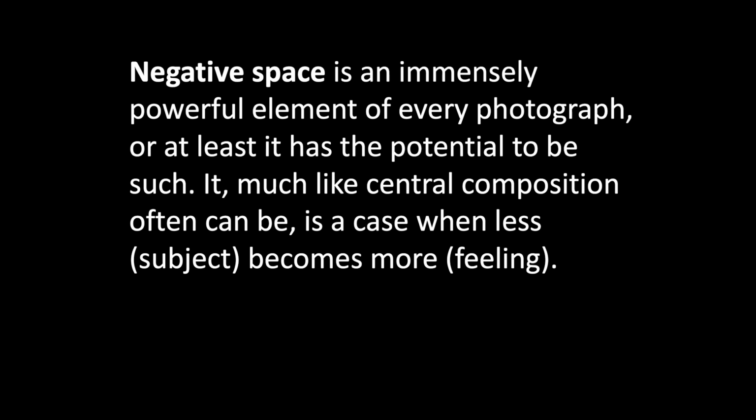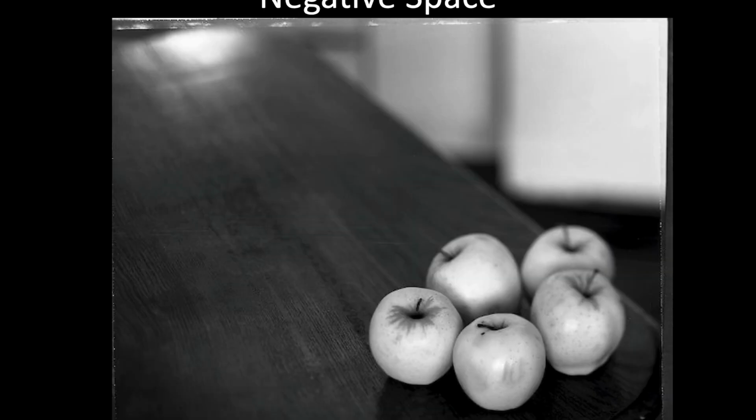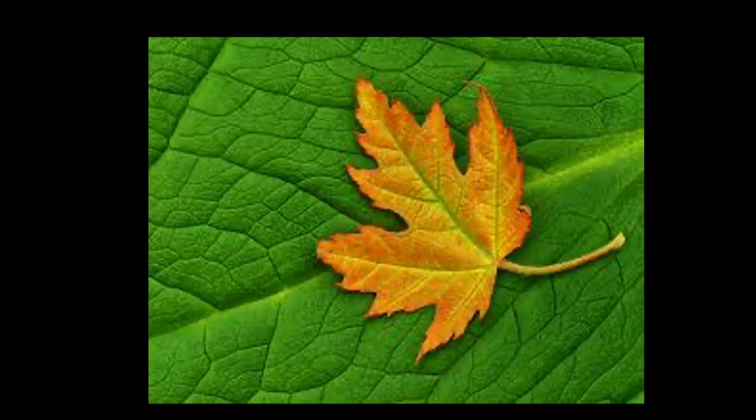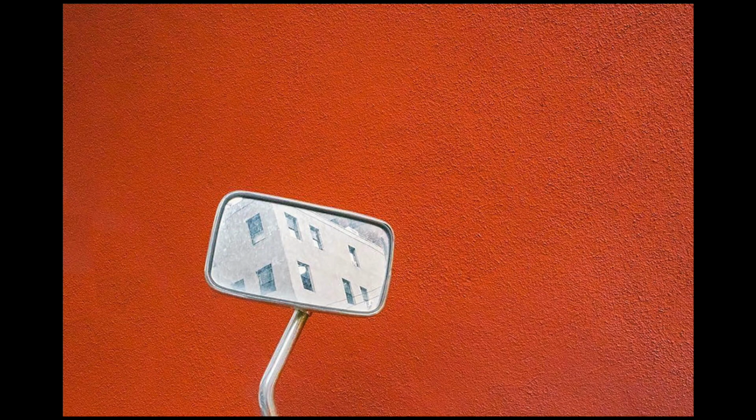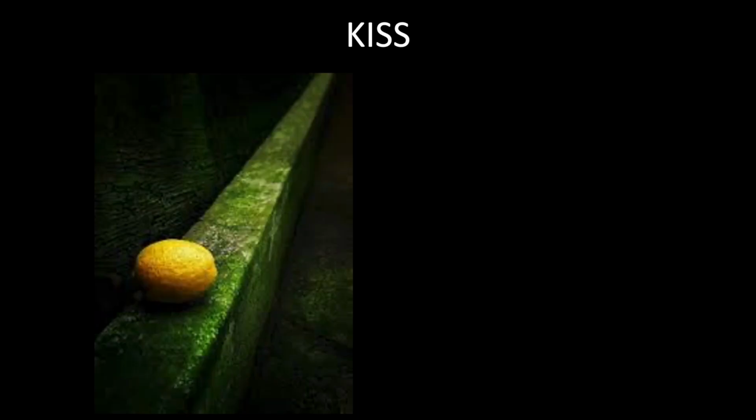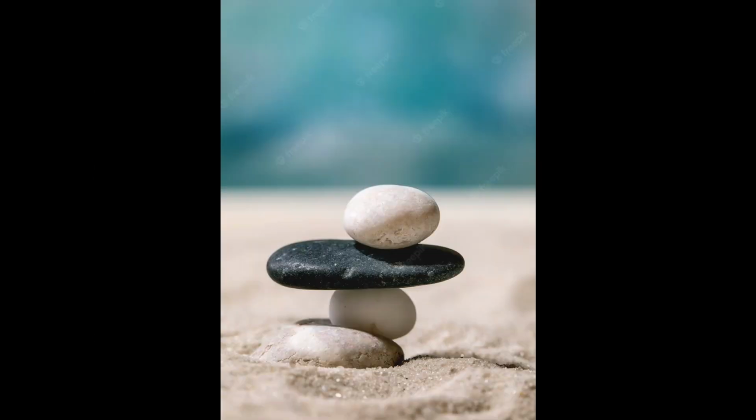Now negative space is very powerful, and it's where the central composition, in this case, is less subject and becomes more feeling. So here we have a bunch of apples on an empty table, a leaf on top of a leaf, one leaf on a fence, a mirror against an orange wall. KISS, keep it simple. So a lemon on a rail, or even these rocks on the sand.